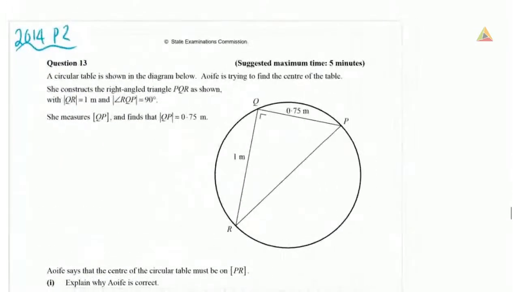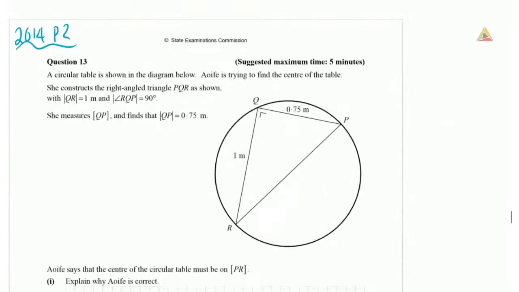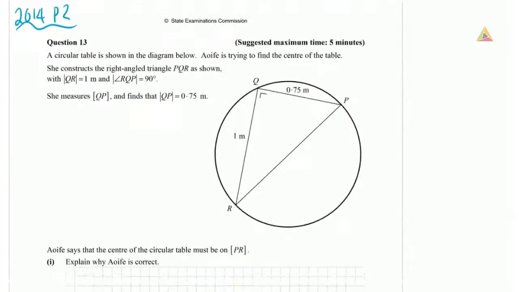Now, we are at the end of the question. So I think we have another one here to do. So this is from 2014 paper 2.